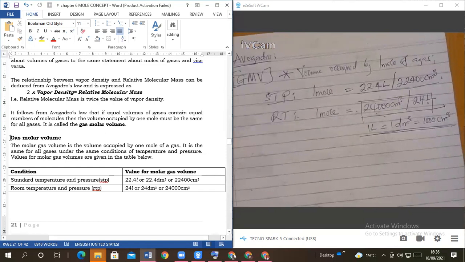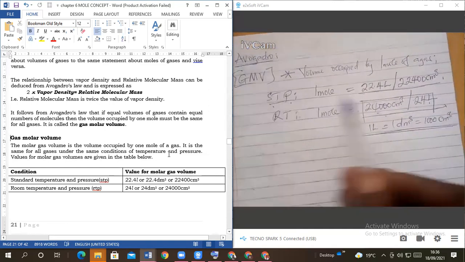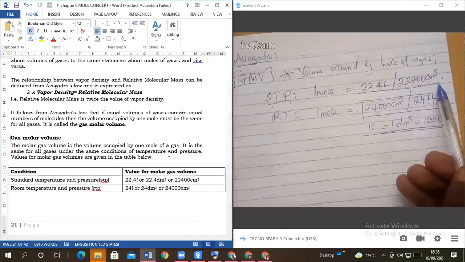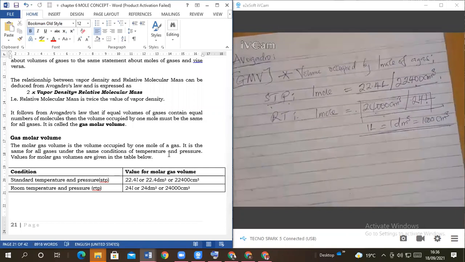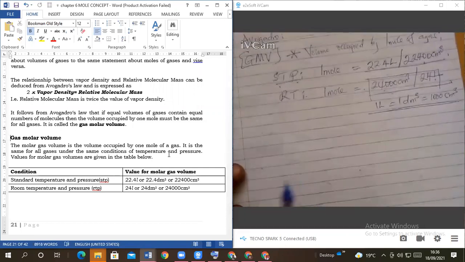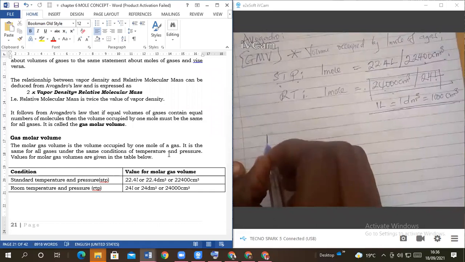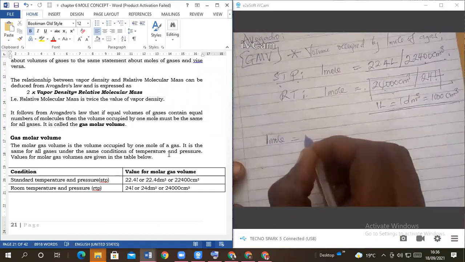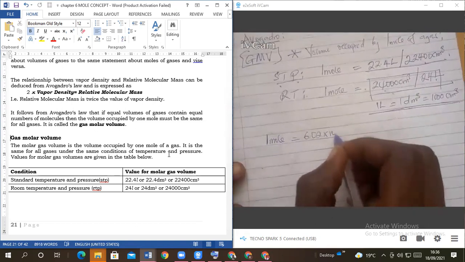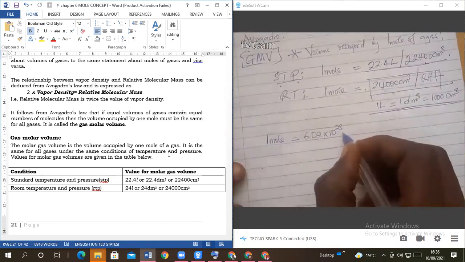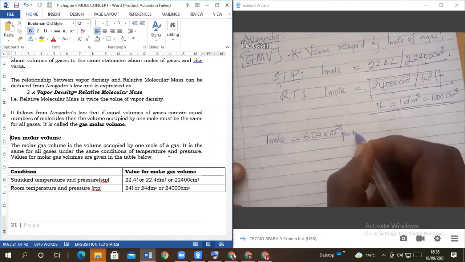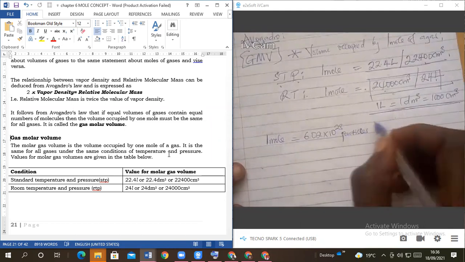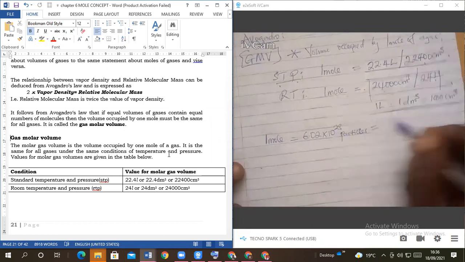So if they tell you to define a gas molar volume, it is the volume occupied by 1 mole of a gas. Now, the molar concept has started officially. We looked at the molar concept from the start as 1 mole is equivalent to 6.02 times 10 to the power 23 particles, or ions, or atoms.